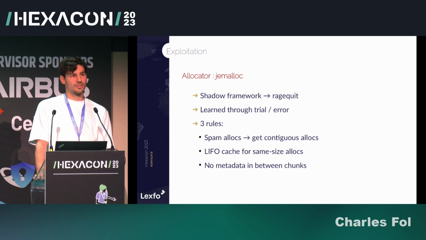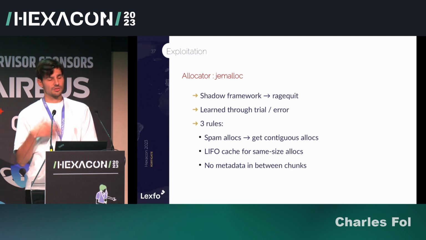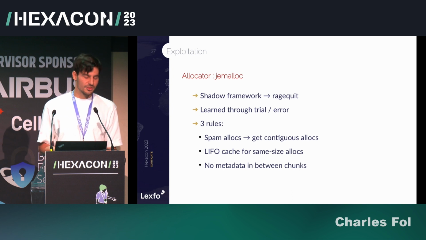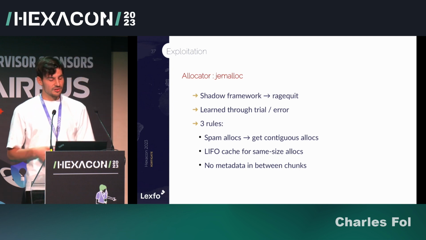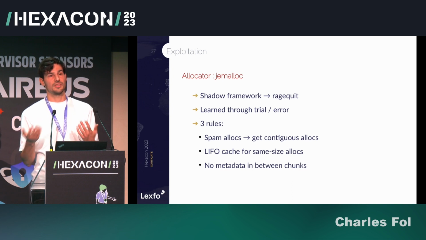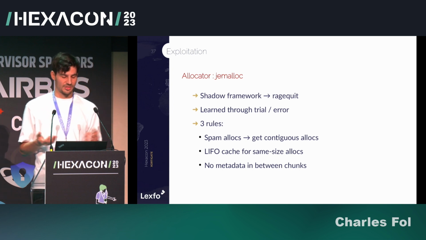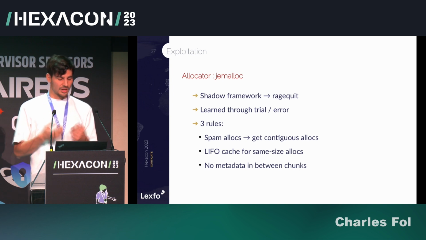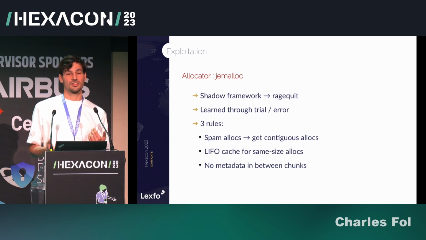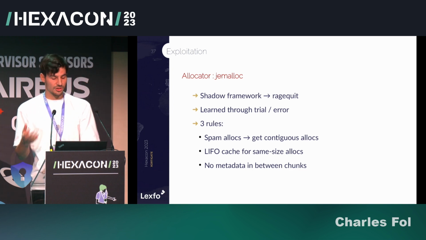And I learned by trial and error, and I got 3 rules from this. The first rule is that if you spam allocations, at some point you will get contiguous allocations. It's pretty standard, but still it needs to be said. Then there is some kind of LIFO cache for same size allocs. So if you free a chunk of size 50, the next allocation of size 50 is going to be at the same address, right? So it's basically the same as tcache for ptmalloc. And also, there is absolutely no metadata in between chunks. So that's really useful for us because we can safely overflow from one chunk to the other without risking to break anything.